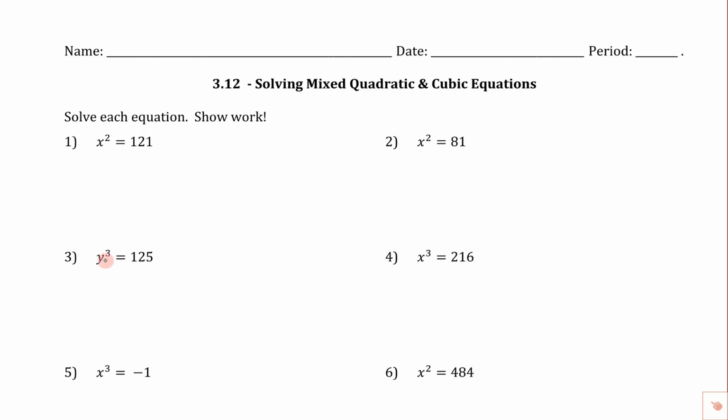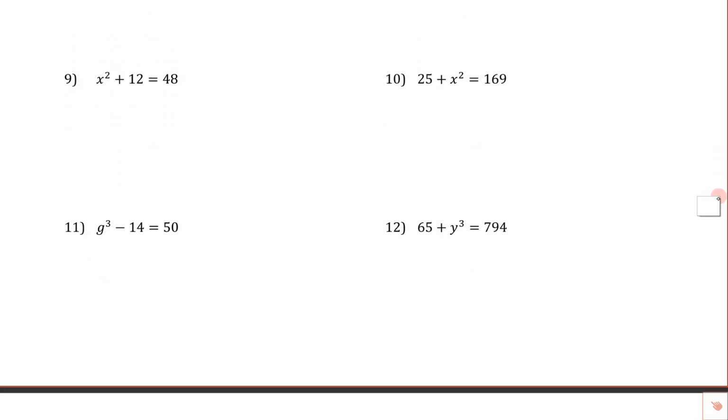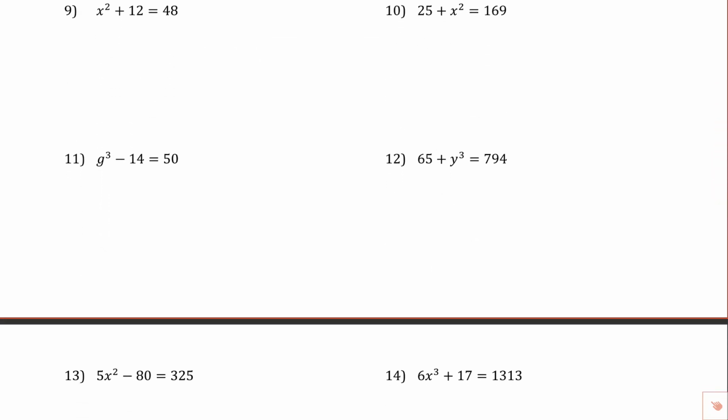On number 3, this is a cubic. So we're going to be undoing the cube by taking the cube root of both sides. Again, we always want to simplify. We always want to make sure that we're isolating the radical term before we try and undo that square or cube or whatever it is. So here are the problems we're going to take a look at. Let's take a look at number 12. So we're going to slide down here and take a look at number 12.